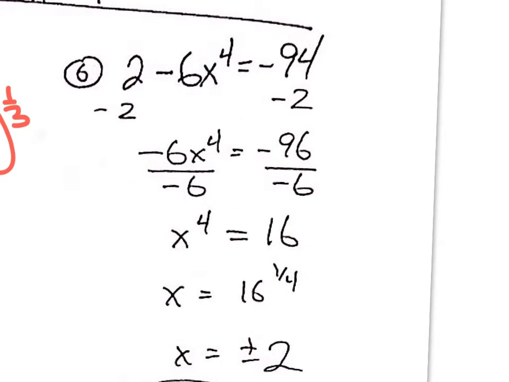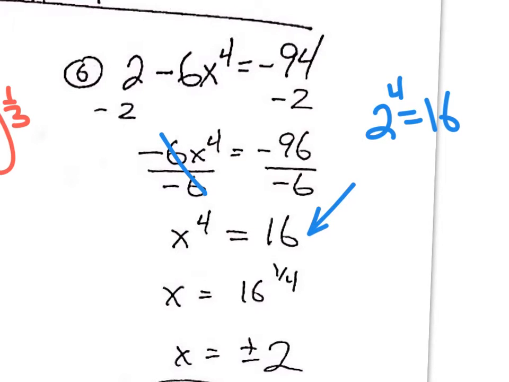Number 6. A real common mistake: people would do 2 minus 6 and get -4 right there. No way. This is being multiplied, so first we need to get rid of the 2. That is a positive 2, so we're going to subtract 2 from both sides. This leaves us with -6 x to the 4th equals -96. Then dividing both sides by -6 gives us x to the 4th equals 16. And looking on our chart from page 1, we see that 2 to the 4th equals 16.